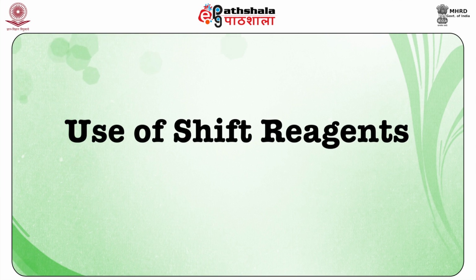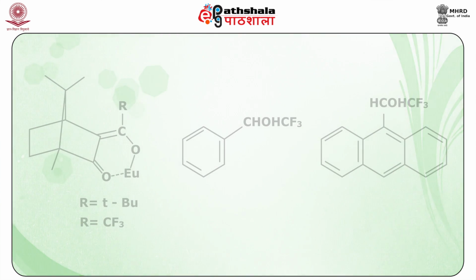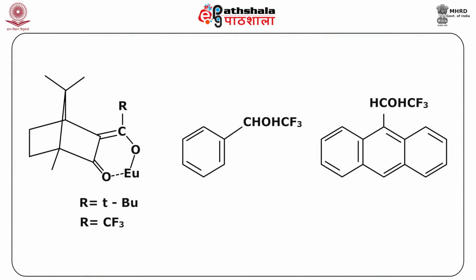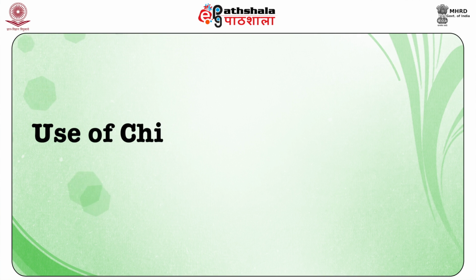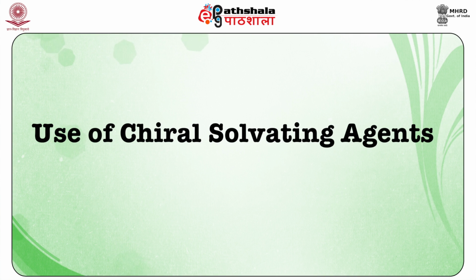Use of the shift reagents. Chiral shift reagents, as shown in the figure, are also extensively used to determine the enantiomeric excess by NMR. They form diastereomeric complexes with the chiral substrates having a variety of functional groups and at the same time induce increased anisochrony into diastereotopic groups of protons. Use of chiral solvating agents.